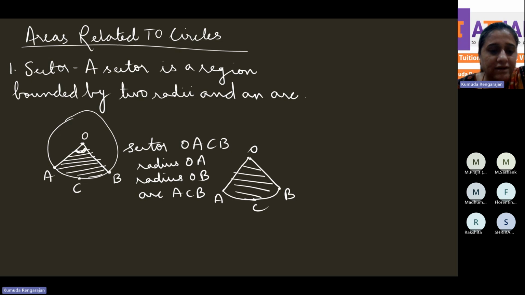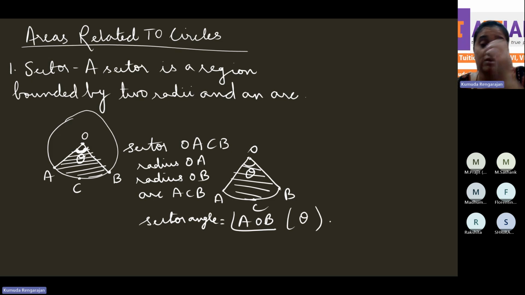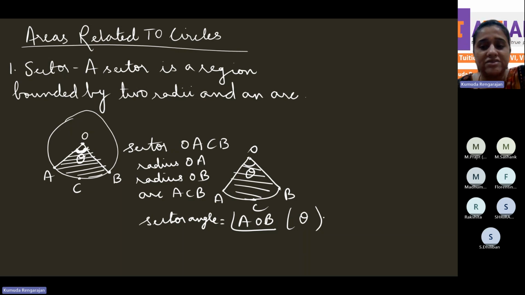Now the angle subtended by this arc ACB at the center is called the sector angle, normally represented by theta. The sector angle is angle AOB. Angle AOB is the angle subtended by arc ACB at the center, and this angle AOB is called the sector angle.